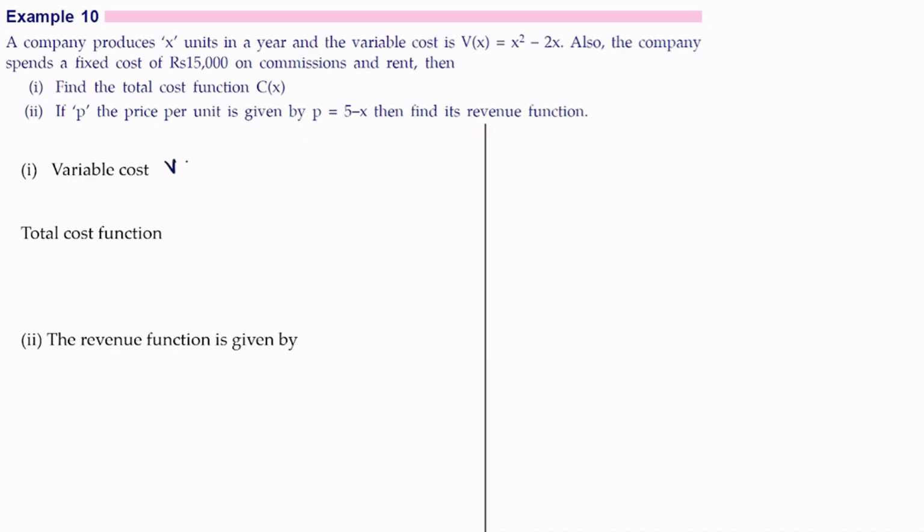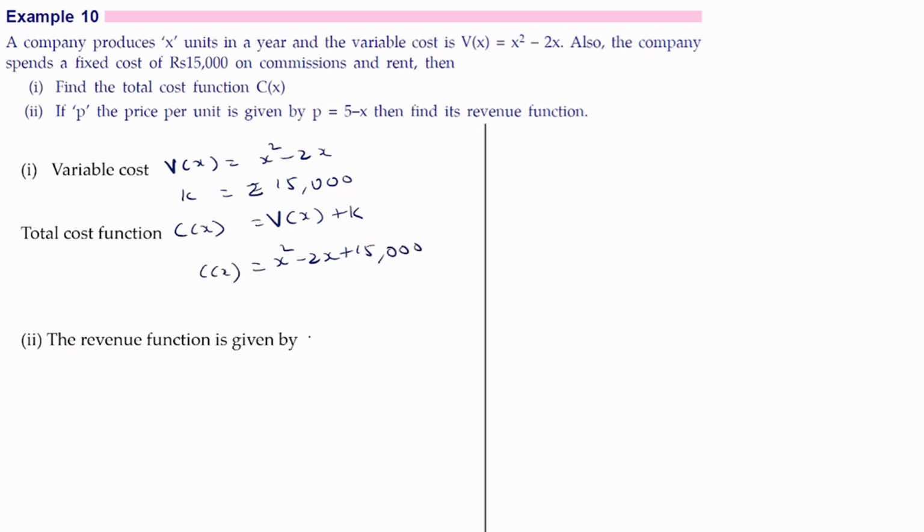Here variable cost is given as V of x equal to x square minus 2x, and fixed cost is given as rupees 15,000. So the total cost function C of x is given by V of x plus k. It is x square minus 2x plus 15,000. So this is the total cost function. The total revenue function R of x is given by p into x. Here p is given by 5 minus x. So this is 5 minus x into x, which is 5x minus x square. So the revenue function is 5x minus x square.